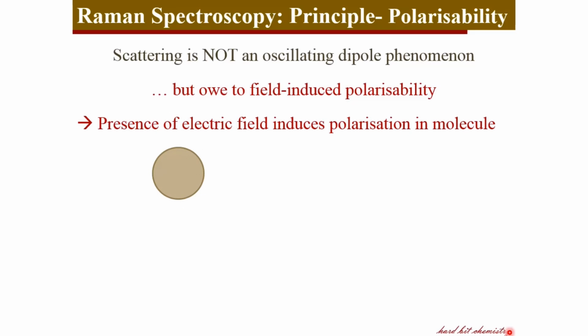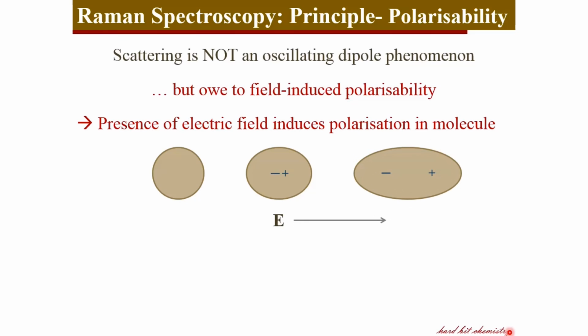Here you've got your molecule, the electron densities are spherically distributed, and if you place the molecule in an electric field, like in the case of exposure to electromagnetic radiation, the electric field associated with the electromagnetic radiation induces a distortion resulting in a kind of polarization within the molecule. And as the electric field strength increases, you can see that this polarization or distortion is also increasing accordingly.